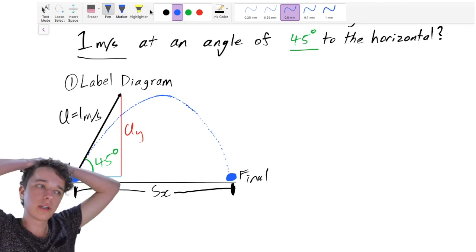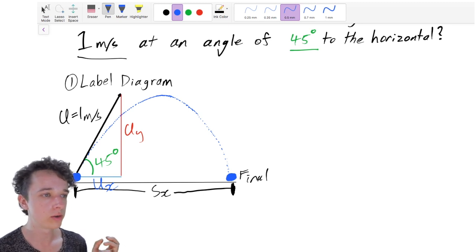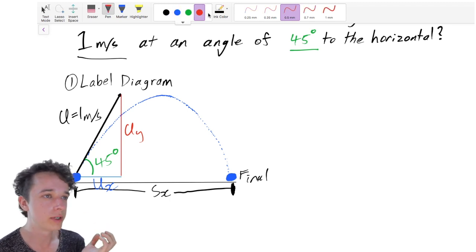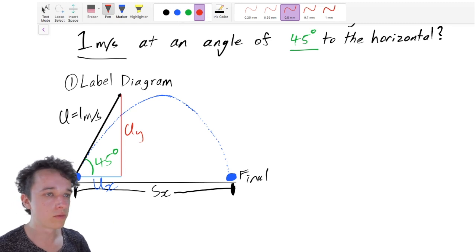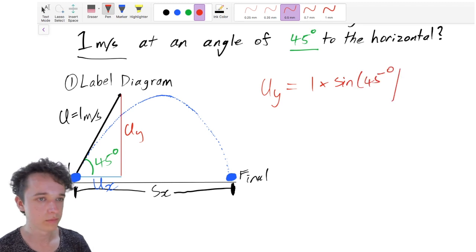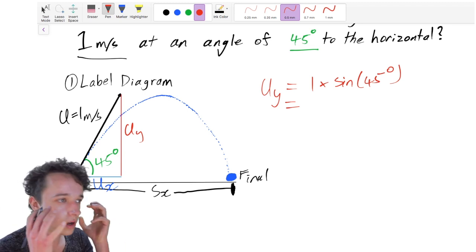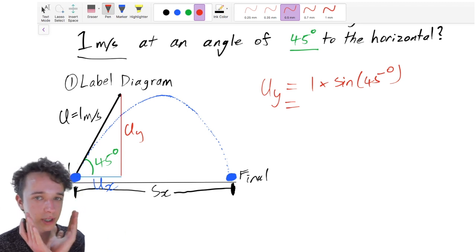And once you get used to doing projectile motion questions, you should aim to reach a point where instead of going through the whole trigonometry thing, you'll still be going through it, but in your head. Instead of writing out each step, you should just be able to see, okay, uy is equal to 1 times sine 45, and then evaluate whatever that sine thing is. So at a certain point, you should only be using 2 steps.